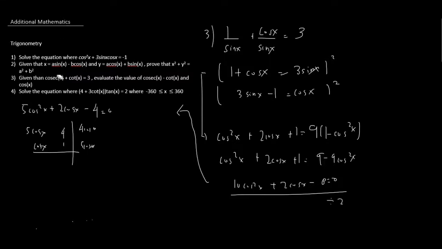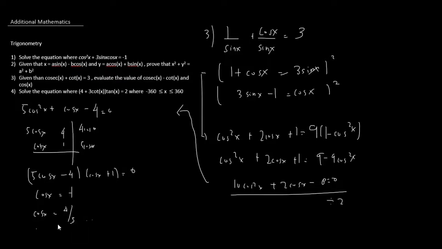I just realized something. My bad. I forgot to divide this by 2. Okay, so this was actually only cos theta because we need to divide everything by 2 here. So we have 5 cos x minus 4 and cos x plus 1 is equal to 0. Therefore, cos x is equal to negative 1 or cos x is equal to 4 over 5.